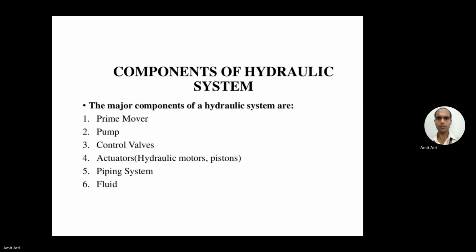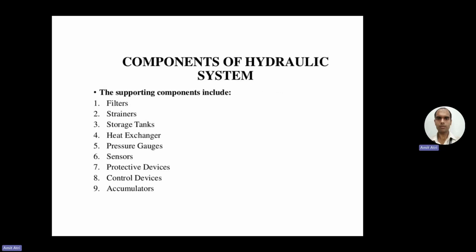So the components of hydraulic system: first one, prime mover; second, pump; third, control valve; fourth, actuator. So that could be hydraulic motors or pistons; fifth, piping system; and sixth, a fluid. Next are the supporting components, which include: first filters, second strainers, third storage tanks, fourth heat exchanger, fifth pressure gauge, sixth sensors, seventh protective devices, eighth control devices, ninth accumulators.